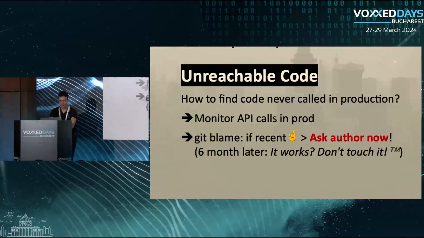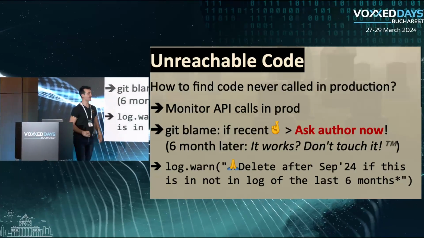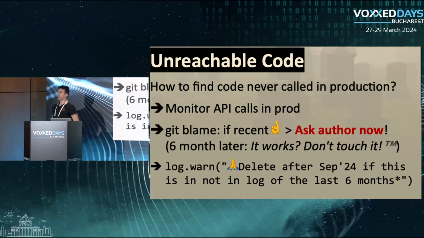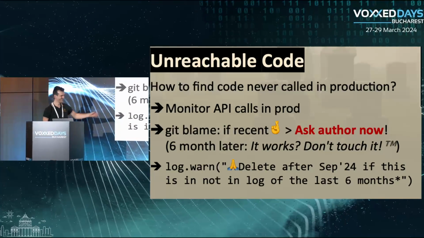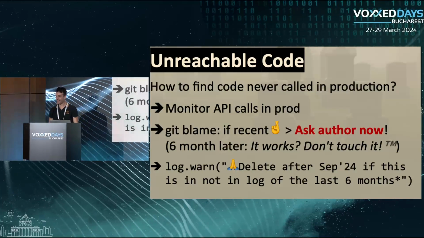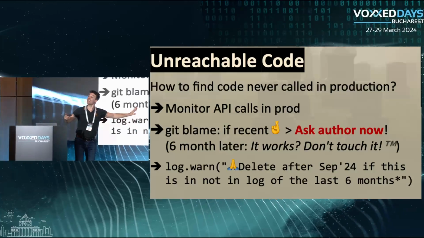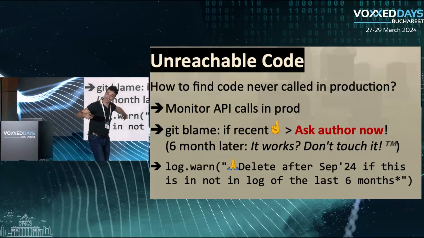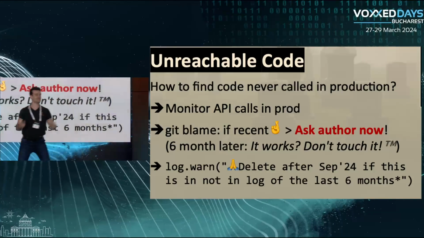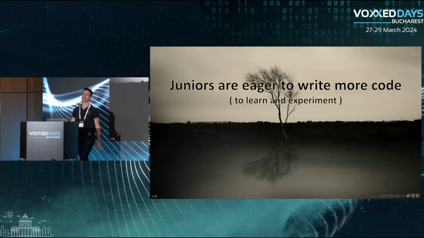And there is one more trick I want to share with you. This is really fun. Log a warning: delete this code if after September 2024 you don't see this log in the logs. That's smart. Not comments, log warn, because you're going to look in the last 6 months of logs for this warning, and if you don't see it, kill. Not the comments. I need to search in the logs for this.